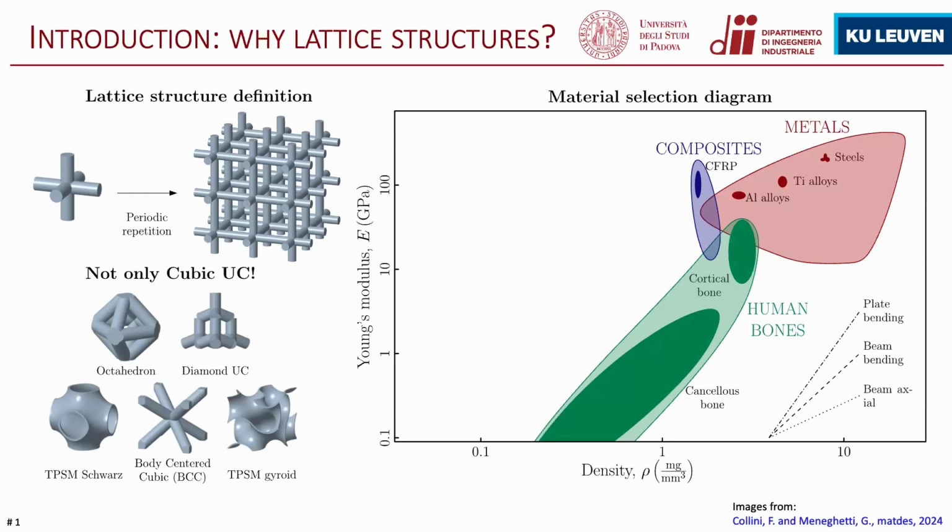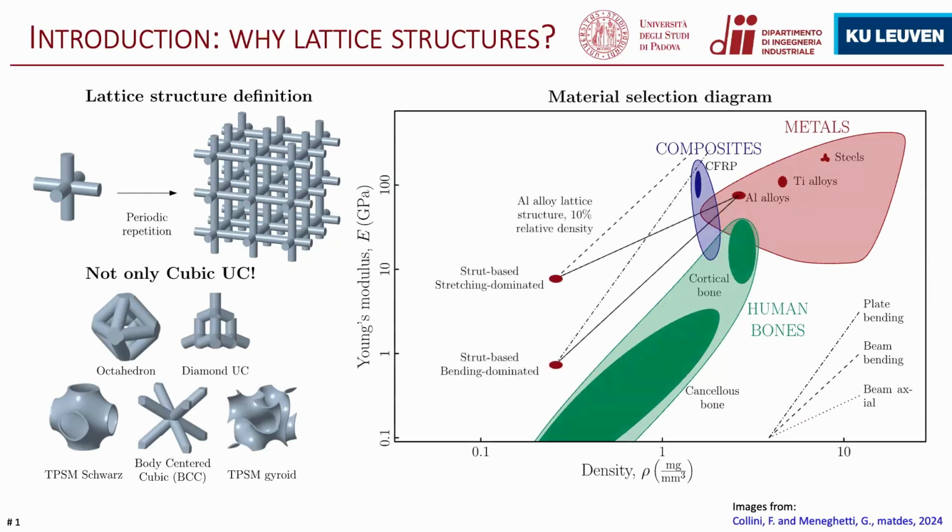Now we can see in the material selection diagram composites, metals, and human bones, and we can see that with the very simple equations proposed by Ashby, lattice structures allow us to fill a portion of the diagram that is otherwise empty, and to obtain stiffnesses very similar to those of the human bones, and to fill a portion of the diagram that is characterized by stiffness to weight ratios that are very high, and thus suitable for producing lightweight structures.